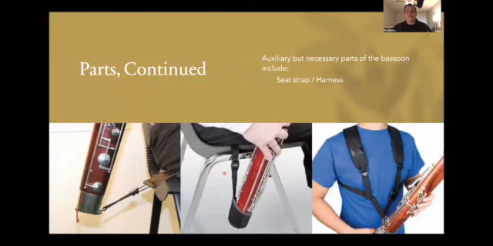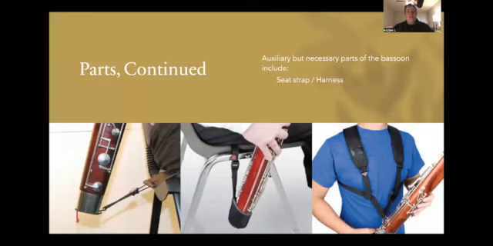Going on to more additional, supplementary, auxiliary, but necessary parts of the bassoon are straps. For one, the seat strap that you can see here, which is a strap that you sit on. It goes on your seat and it hooks right here onto the bottom of the bassoon. Most bassoons at the bottom of their boot joint will have two holes. Some may only have one. So if you encounter one where the hole's on the wrong side, you can just pull that cap off and turn it around and put it in the right place.